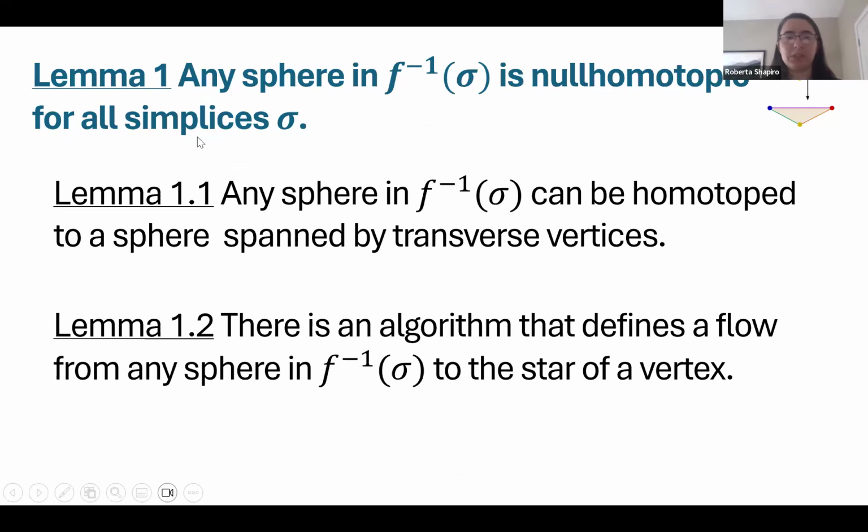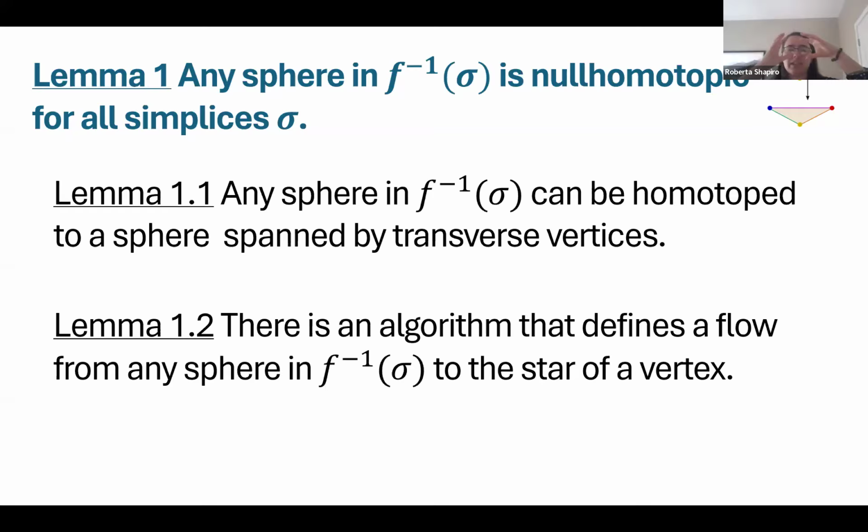When we're trying to prove that the image of any sphere is null homotopic in the preimage of any simplex, that is going to be done in two steps. Because really what we want to do is take a look at a sphere and then shrink it, because we want to show it's null homotopic. So the first thing we're going to do is deform a sphere into simplices that are spanned by transverse vertices, so curves that are transverse, because we don't like things that intersect infinitely many times.